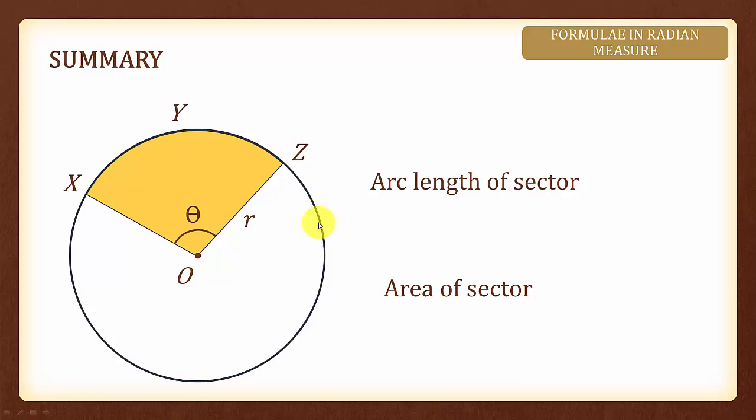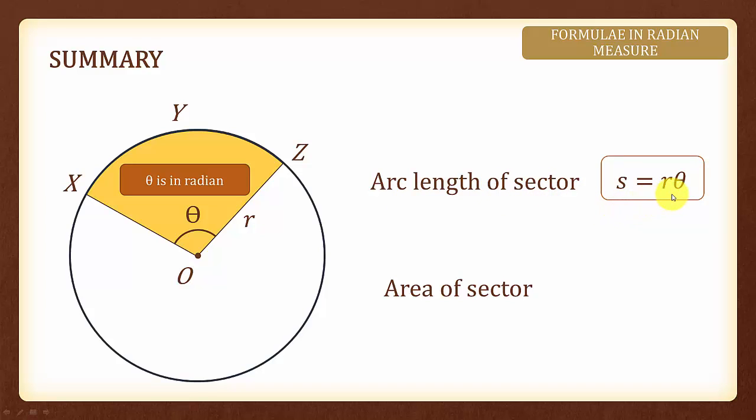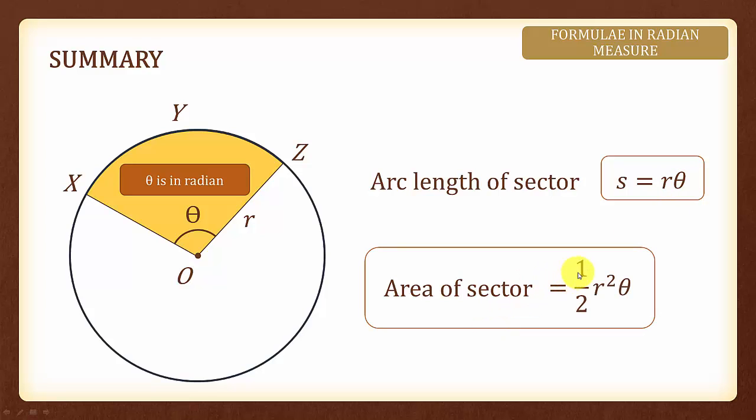In summary, when the angle given is in radian, the formula for finding the arc length of a sector is given by S equals r theta, whereby S is the arc length, r is the radius, and theta is the angle in radian. The area of a sector will be given by half r square theta. And that's all for this topic.